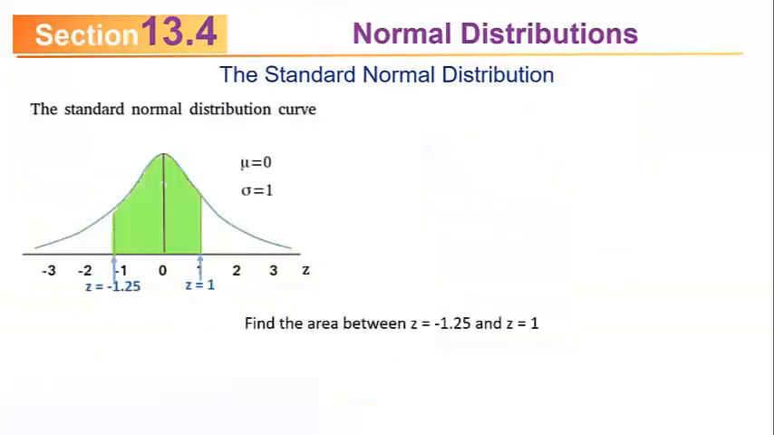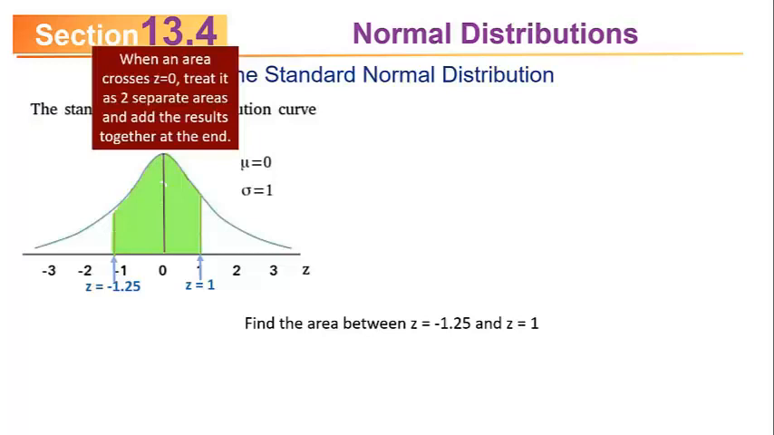Do another one. What if I wanted to know this area? I wanted to know the area between z equal negative 1.25 and z equal 1. Now this time, the area crosses over z equals 0. Whenever that happens, what you need to do is break it into two areas and treat it as if it were two different area calculations, and then add the results at the end.